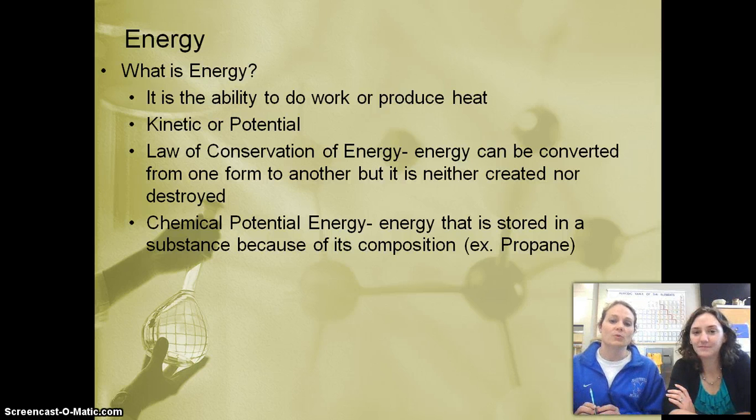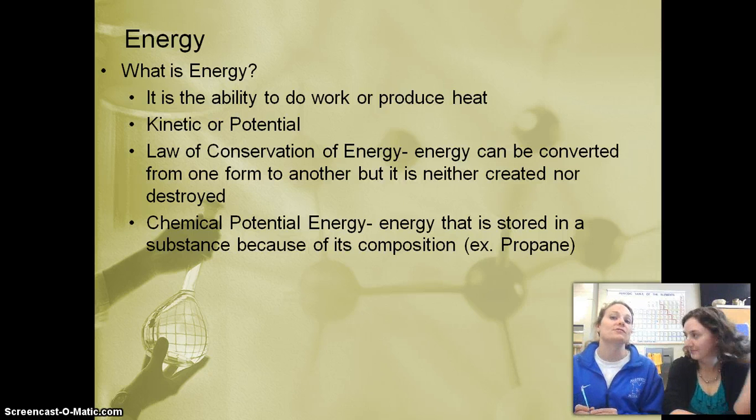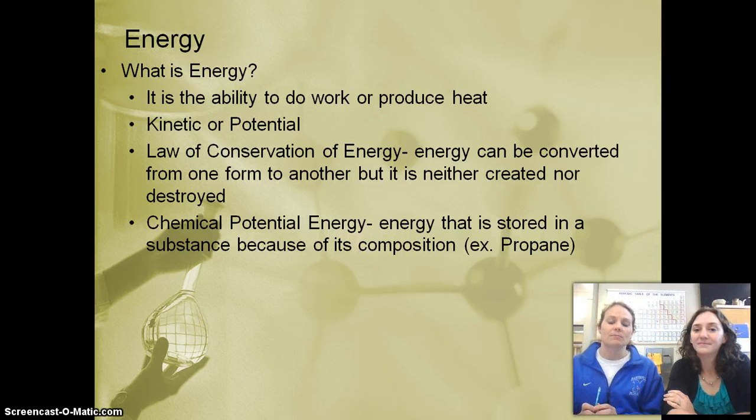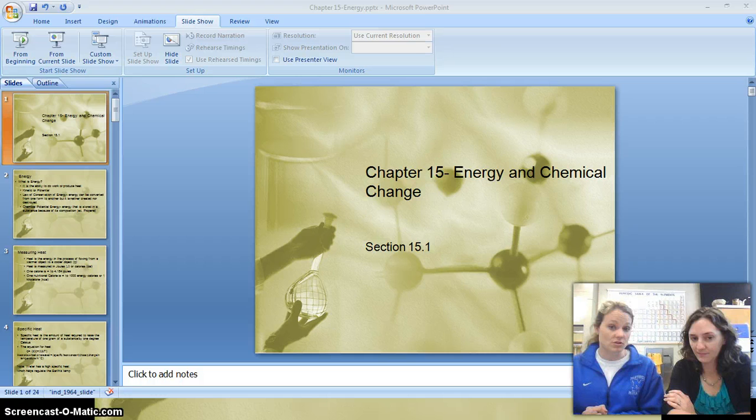It's the ability to do work and produce heat. There are two different types. You learned this your freshman year, kinetic and potential. And 8th grade, wow. Kinetic and potential, so we're not going to go into a ton of detail. If you need to review those, go get your textbook. See me. Law of conservation of energy: energy can be converted from one form to another, but it is neither created nor destroyed. So you could be in kinetic, you could be in potential, but you can't lose any. Chemical potential energy is the big portion that we need to know for chemistry class.